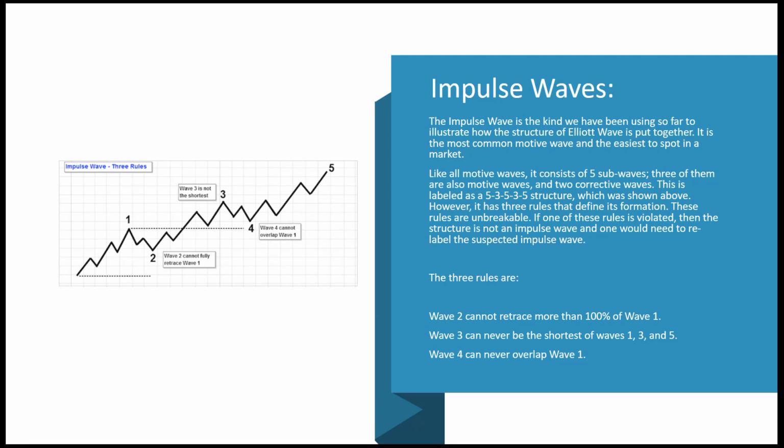And there are 3 rules that apply to this. Wave 2 cannot retrace more than 100% of wave 1. Well, what do we get in trend analysis? We get a higher high, a higher low, a higher high, a higher low. The higher low can never be lower than the previous higher low, because it breaks the trend line and the trend line is broken. Wave 3 can never be the shortest of waves 1, 3, and 5. And wave 4 can never overlap wave 1. So you can see it on my little chart here. These are the rules or the laws.